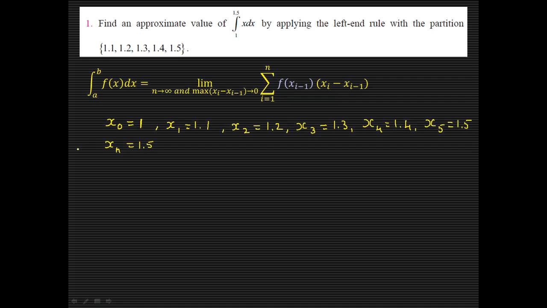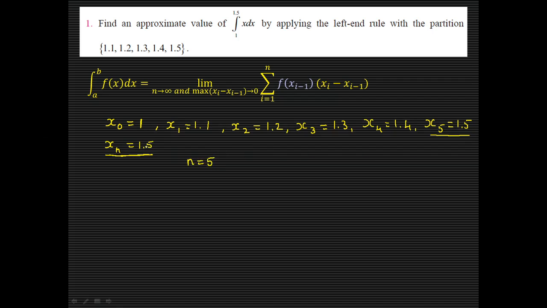So what is the value of n here? We have taken xn to be 1.5, but from this partition we got x5 equal to 1.5. So from this we can write n is equal to 5. So the number of intervals is 5.